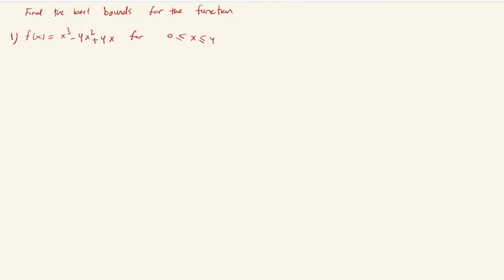Find the best bounds of the function. We are given the first function as x cubed minus 4x squared plus 4x for the interval between 0 and 4. So the best bounds are going to be between the least value and the highest value of the function of x. The least value is going to be the global minimum and the highest value is going to be the global maximum. So this question asks us to find where the global minimum and the global maximum are.